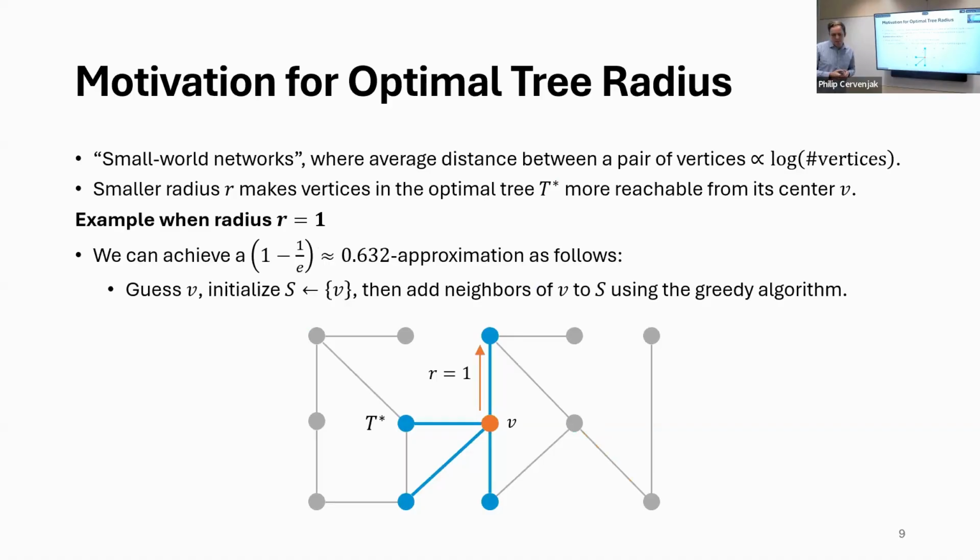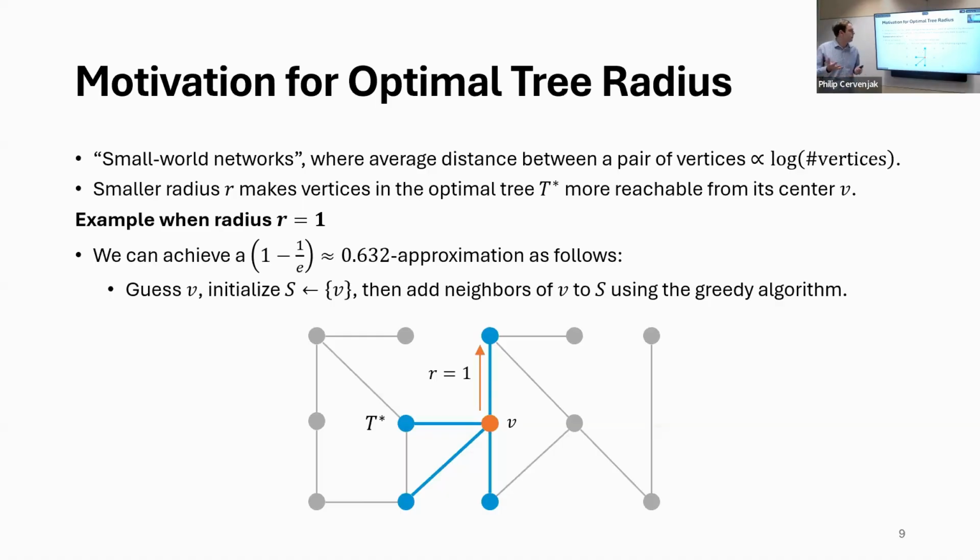And the motivation, what makes this radius interesting, is that it would be useful in small world networks. Usually they're associated with social networks, but they also appear in other networks like gene interaction networks. A small world network is defined as any network where the average distance between a pair of vertices is proportional to the log of the number of vertices.